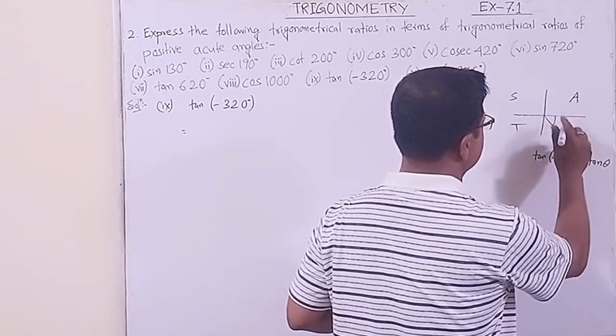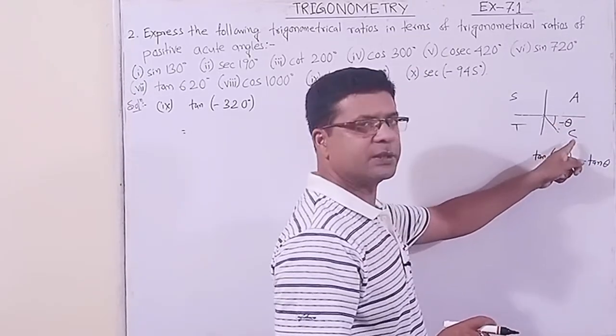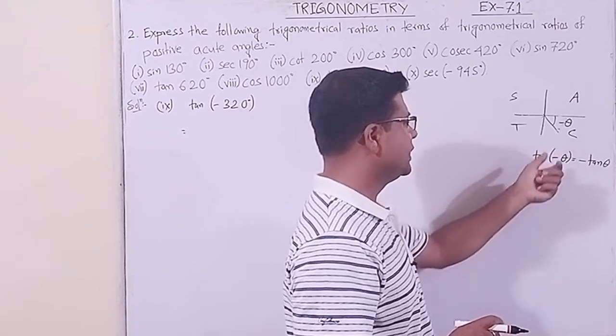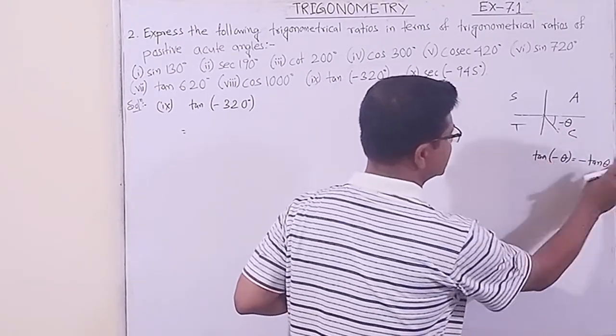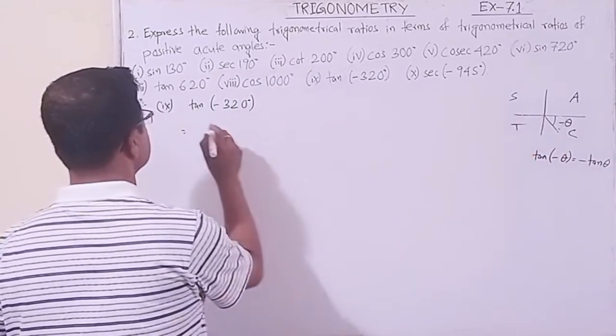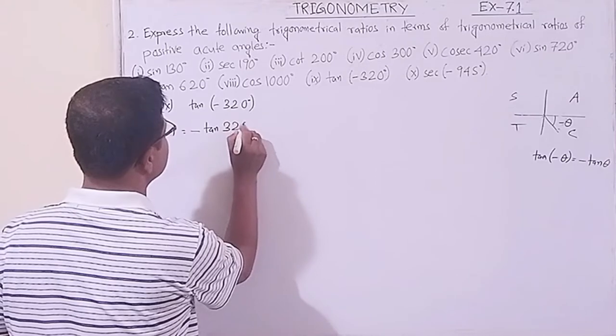Okay, let me write like this. This is minus theta. Okay, so in the 4th quadrant only cos and sec are positive. Tan is negative here. Okay, tan of minus theta is minus tan theta. So we shall write minus tan of 320 degree.